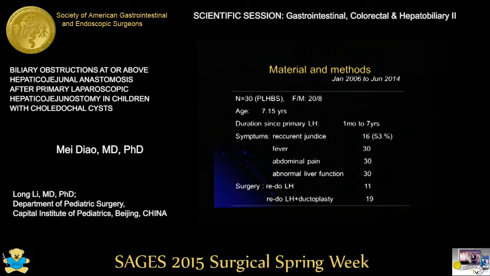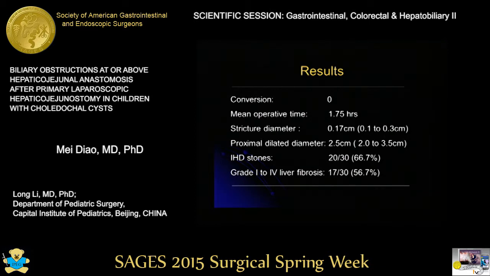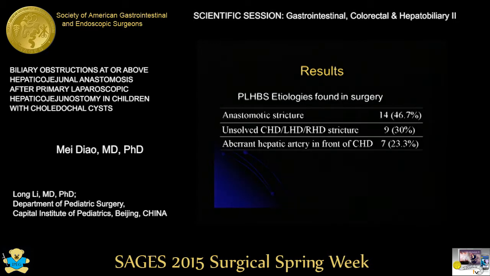All the patients were treated by redo laparoscopic hepaticojejunostomy or ductoplasty. No conversions, mean operative time 1.70 hours. Stricture diameter was 0.17 centimeters. Proximal dilated diameter 2.5 centimeters. Stone clearance was performed in 20 cases, and 17 patients had grade 1 to grade 4 liver fibrosis by pathological examination.